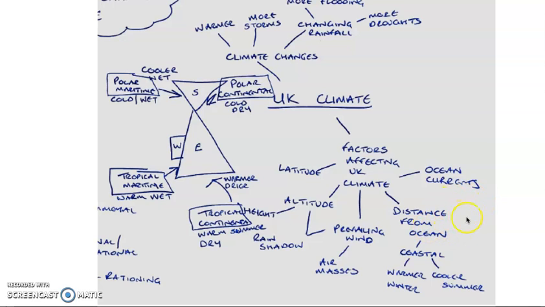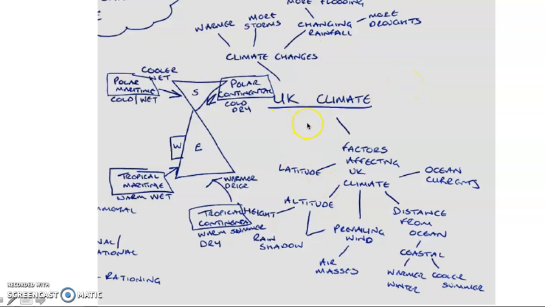The distance from the ocean can have an impact as well, in that if you're a coastal location, it tends to be warmer in the winter and cooler in the summer because the sea temperature changes much less than the land temperature.